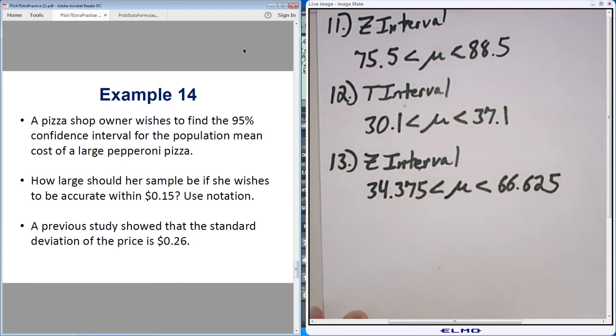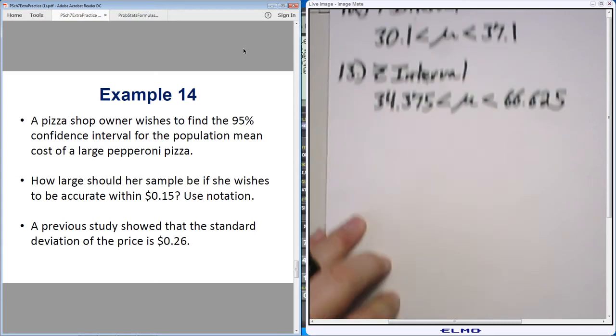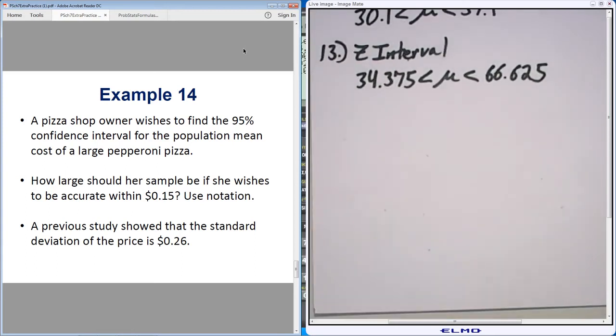For the rest of these problems, let's find a minimum sample size. Number 14 says, a pizza shop owner wishes to find the 95% confidence interval for the population mean cost of a large pepperoni pizza. How large should her sample be if she wishes to be accurate within 15 cents? Use notation. Previous studies showed that the standard deviation of the price is 26 cents.